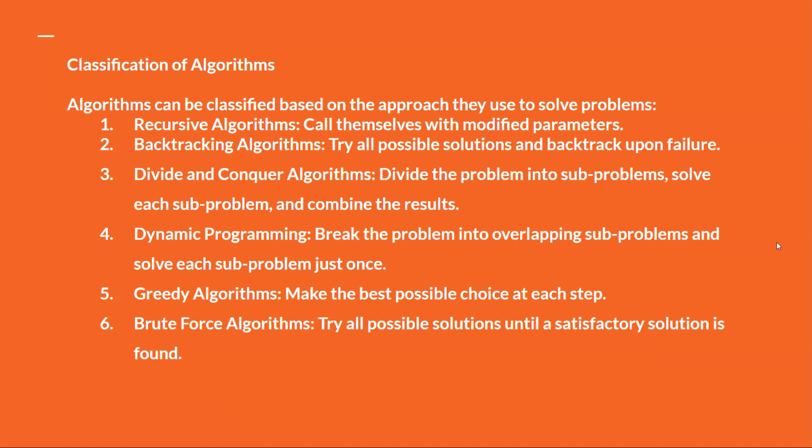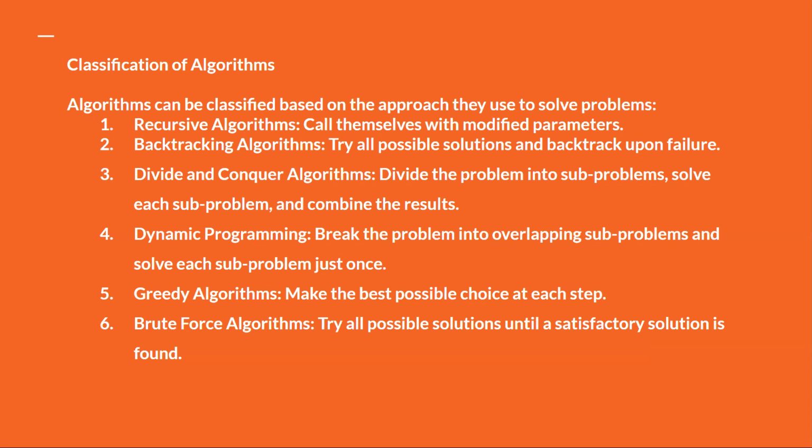And here's the classification of algorithms. Algorithms can be classified based on the approach they use to solve problems. First, recursive algorithms call themselves with modified parameters. And second, backtracking algorithms. They try all possible solutions and backtrack upon failure.